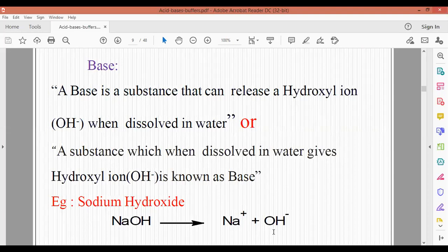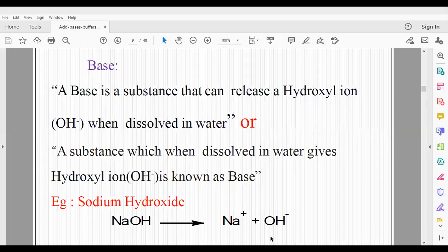A base is a substance that can release a hydroxyl ion when dissolved in water, or a substance that, when dissolved in water, gives the hydroxyl ion. After dissolving in water, which ion should be released? The OH- ion. So this is the base.